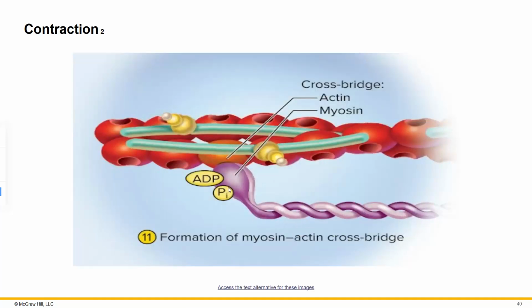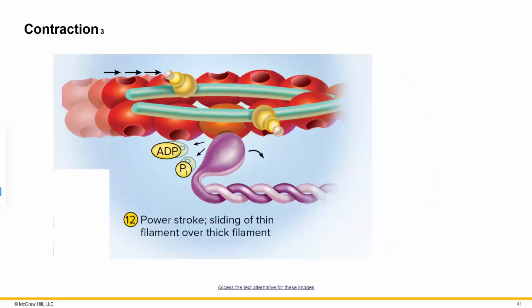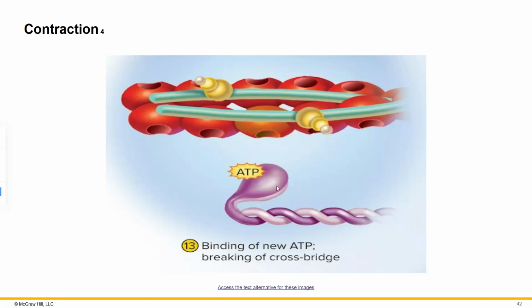So first, we form that myosin-actin cross-bridge, and it produces ADP and a free phosphate. And then when those are released, this power stroke happens. So those come off, and the power stroke happens in this direction. Binding of new ATP breaks the cross bridge. So new ATP has to come in, and that causes this to be released.